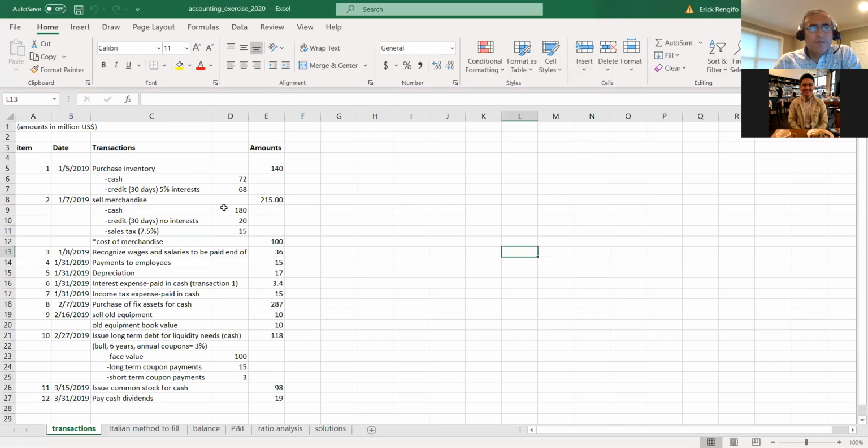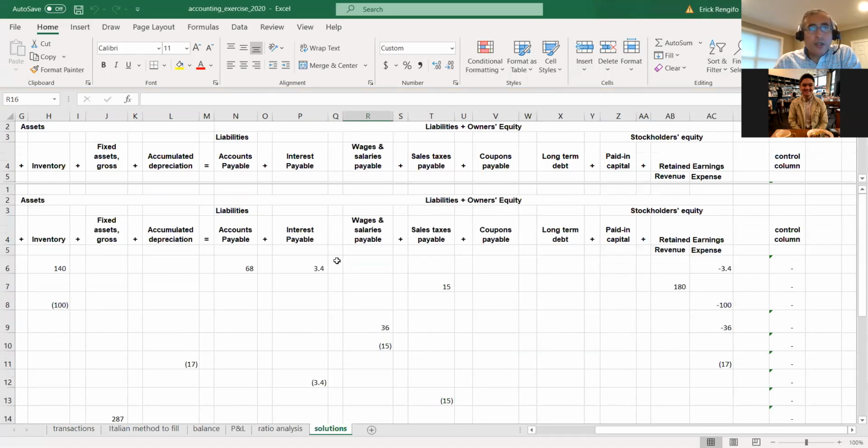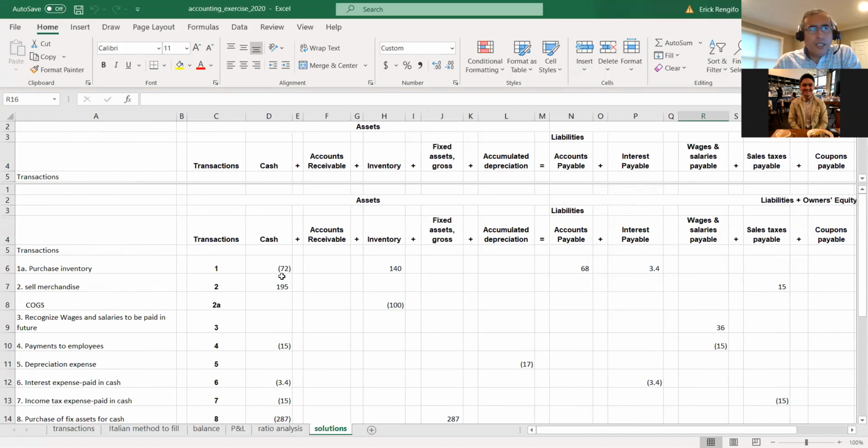Yeah, for 2, I put accounts receivable at 20 because it says credit 30 days no interest. But in the solution, it wasn't there. Oh, interesting. So I'm not sure if I'm wrong or not. Perhaps. Let's take a look, okay? Do you have other questions?